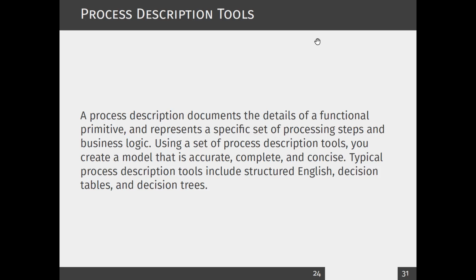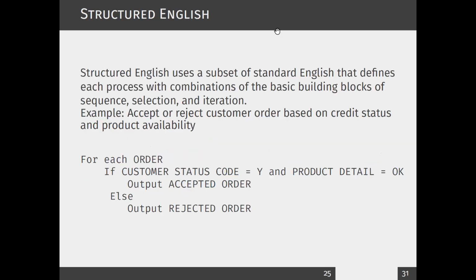Okay, so let's look at each one of these to understand what you mean by process description tool. Right. Now let me start with the first one. The first one, we call it structured English. That means you use standard English to define each of the processes. So when you talk about each of the processes, we can talk about sequence. When you have processes one after the other, you can have selections based on some condition. You can have iteration, which means you can have repetition.